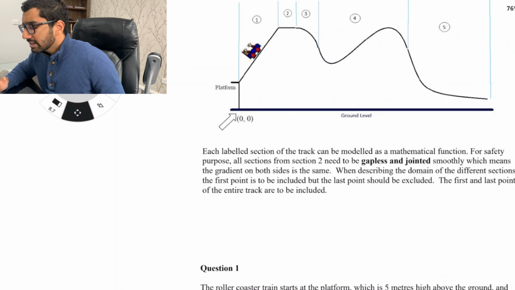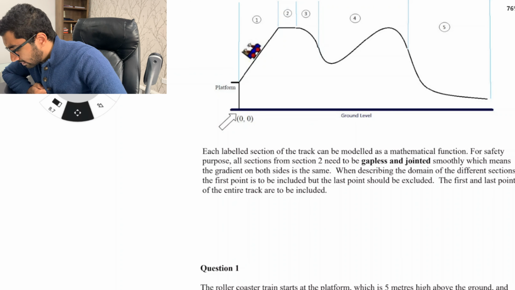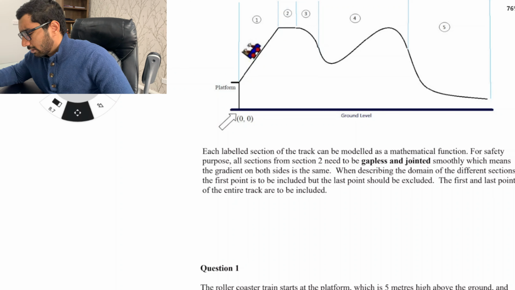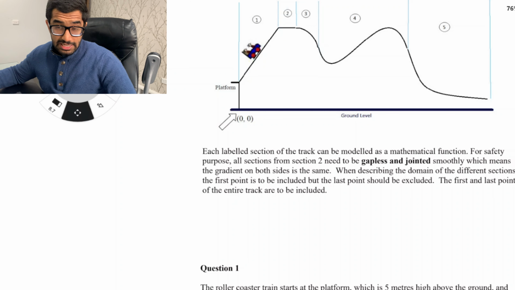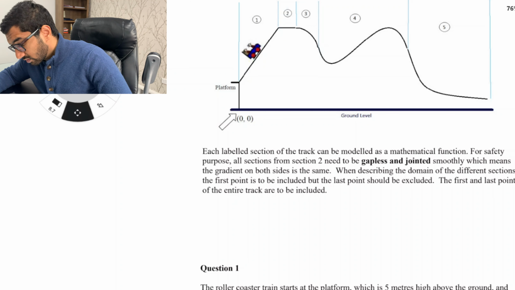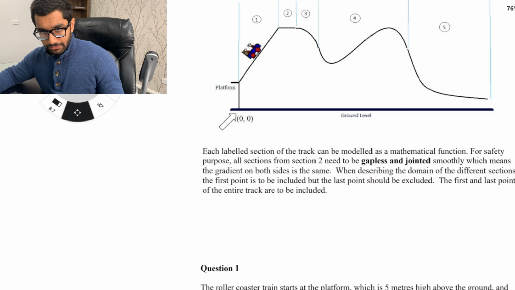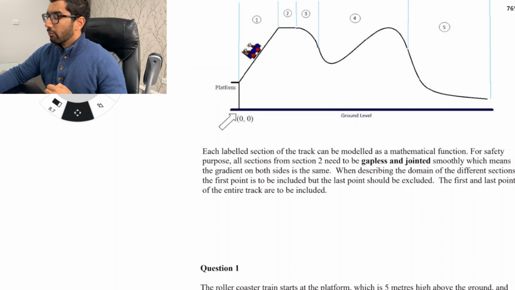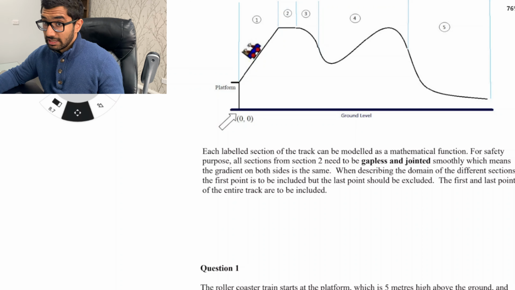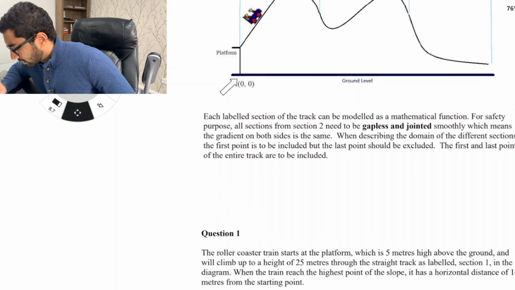Now, the first thing it tells us is that each section is a mathematical function, so we're probably going to be dealing with piecewise functions here, okay? For safety purposes, all sections from section 2 need to be gapless and jointed smoothly. So automatically they're telling us that we're going to be dealing with smoothness and continuity when dealing with these piecewise functions. I'm just going to keep that in mind as we're answering the questions.